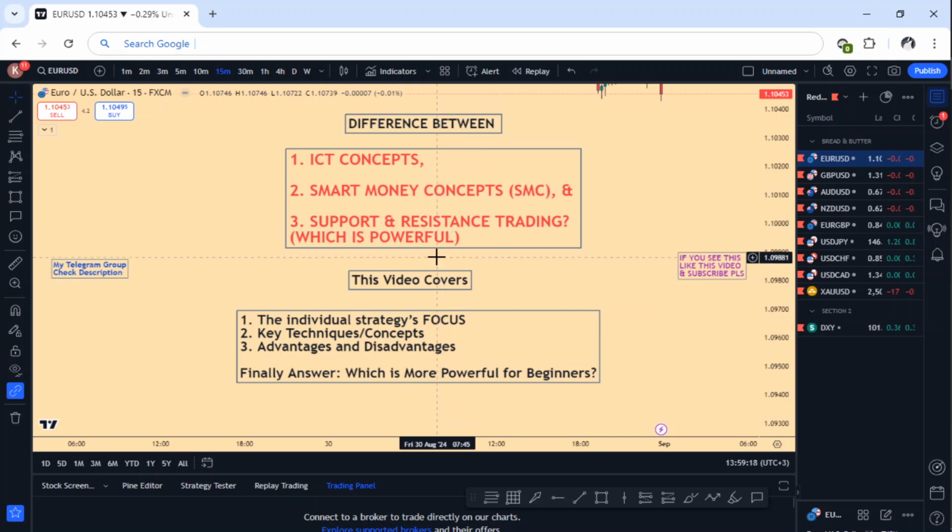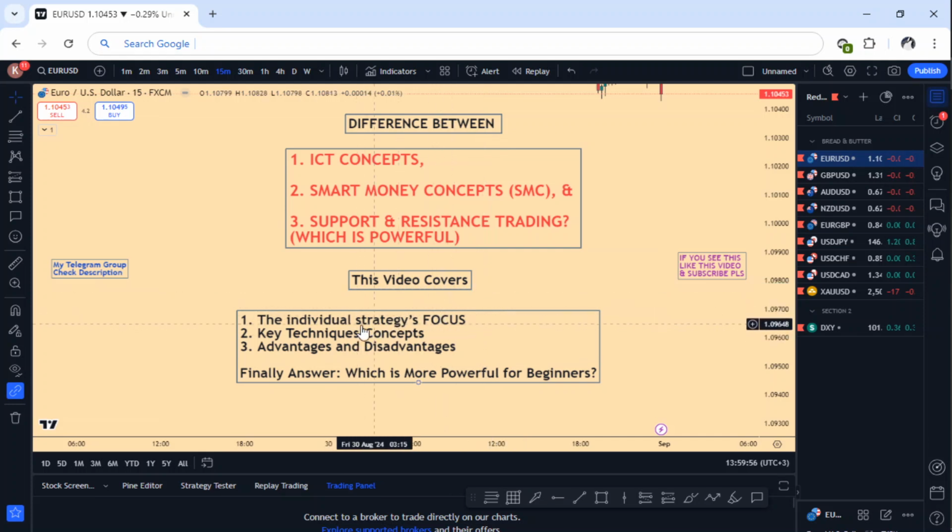Now what I want you to know is that the concept of ICT, or inner circle trading, smart money concept, and support and resistance trading each provide unique approaches to analyzing and trading in the financial markets. So I will start by looking at an overview of each trading style and a discussion of their differences, followed by offering insights into which one might be more powerful or suitable for beginners.